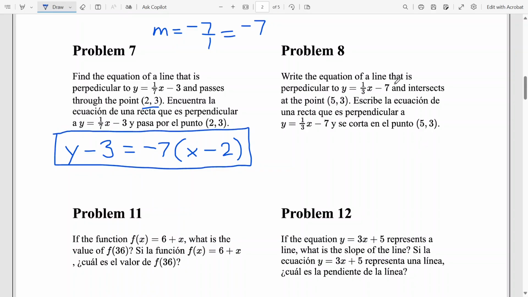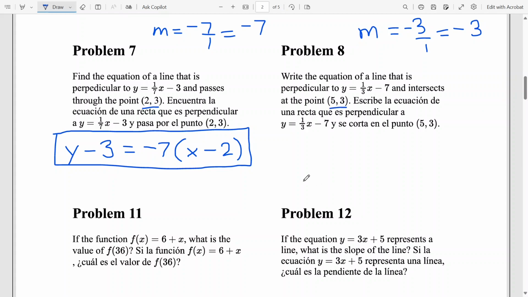All right, next one. Write the equation of a line that is perpendicular to y equals 1/3 x minus 7 and passes through the point (5, 3). So another one, we have to figure out the slope. It's the negative reciprocal. So I'm going to flip the 1 and the 3 to make it 3/1, and change the sign. This is positive, we're going to make it negative. So it's going to be -3 divided by 1, which is -3.